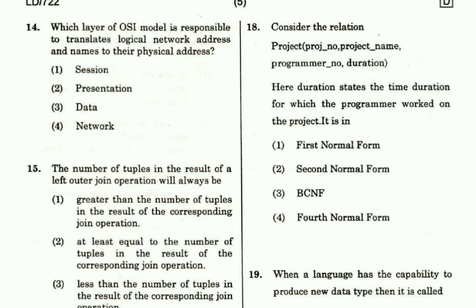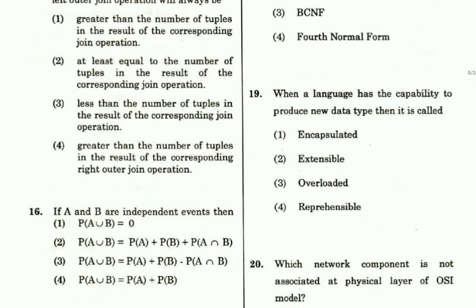Next one. When a language has the capability to produce a new data type, then it is called the extensible languages. Extensible languages allow users to define new data types. For example, C++, Python and Java allow user-defined data types using the classes and structures. So option 2 is the correct answer.